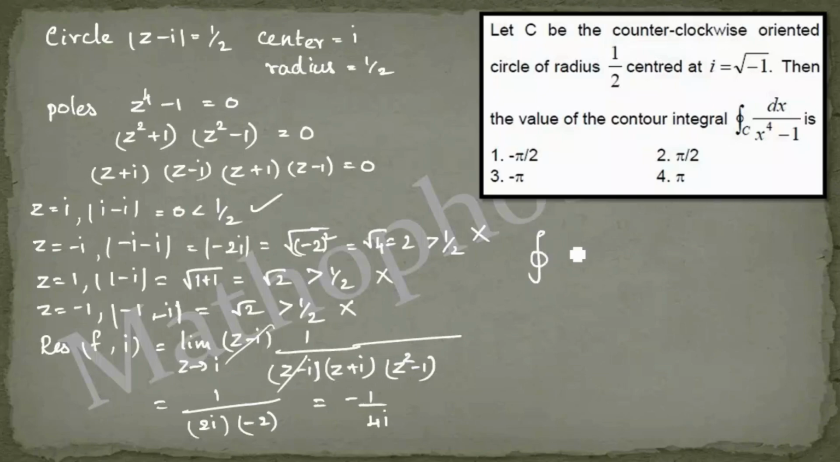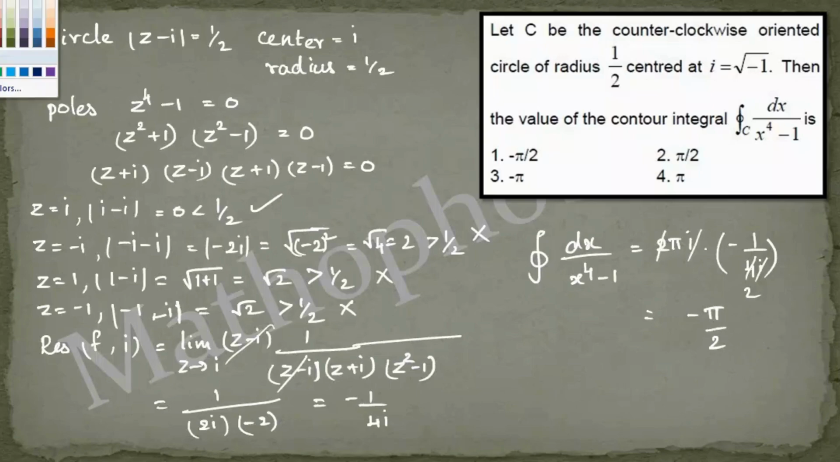Next, the integral over C of dz by z power 4 minus 1 will be equal to 2 pi i into the residue value, minus 1 by 4i. So cancel out பண்ண we'll get answer minus pi by 2. So correct answer is option 1, minus pi by 2.